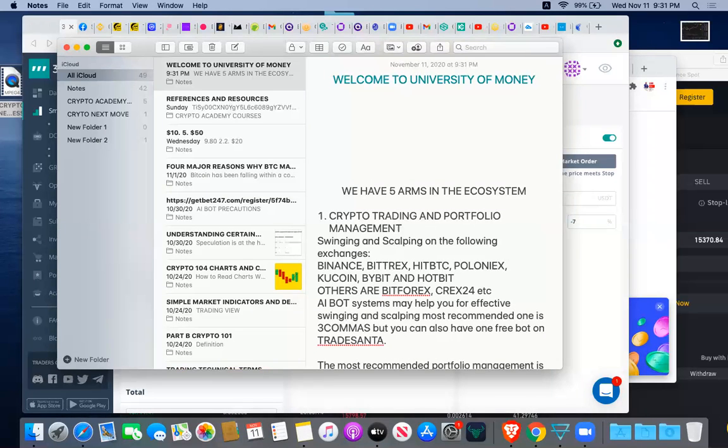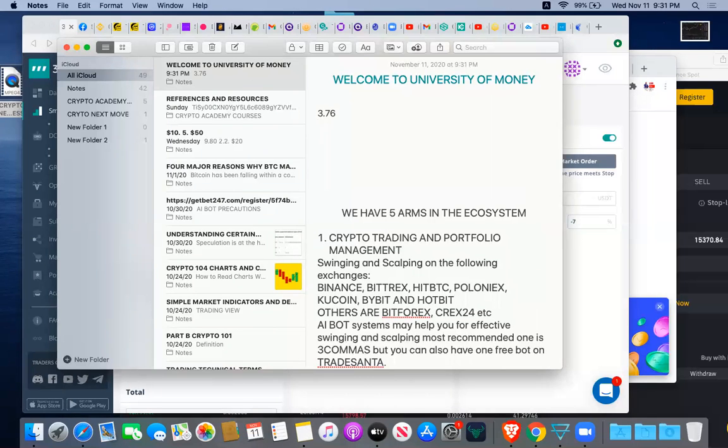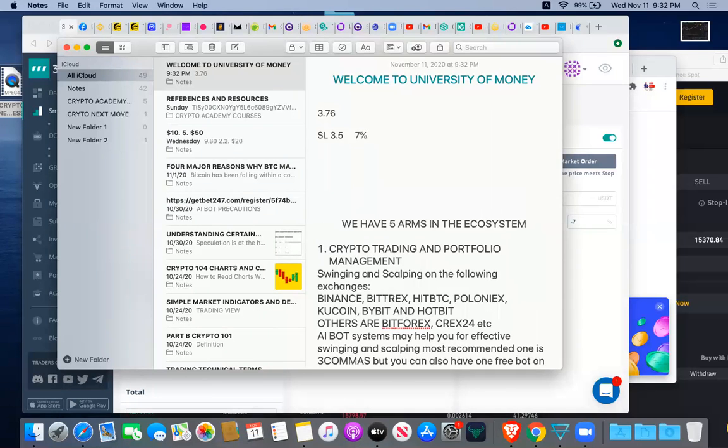Look at what it does. Now, you are buying the coin, let's say at 3.76. And it said stop loss. Stop loss at 3.5. Yeah, 3.5 by 7%. Now, what's going to happen?